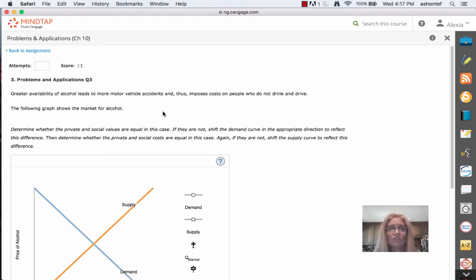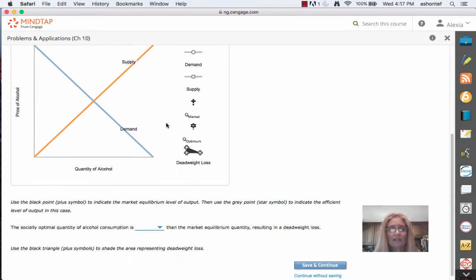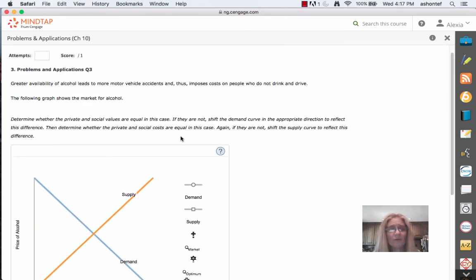The final question is, again, a couple parts, not too difficult though. The main thing that you want to do is, again, at the beginning, read what it's telling you. So it says, greater availability of alcohol leads to more motor vehicle accidents, and more drinking, more accidents. And they're saying this imposes costs on people who do not drink and drive. So they're saying in the question right off the bat, this is a cost to other people.